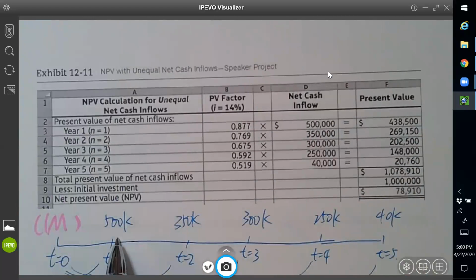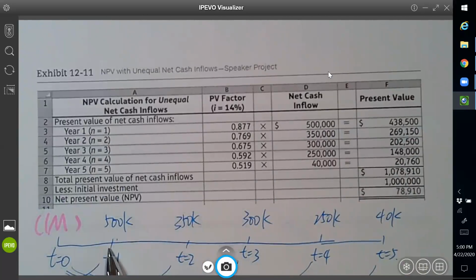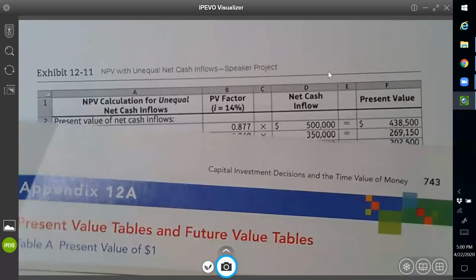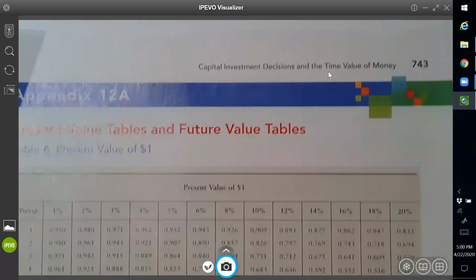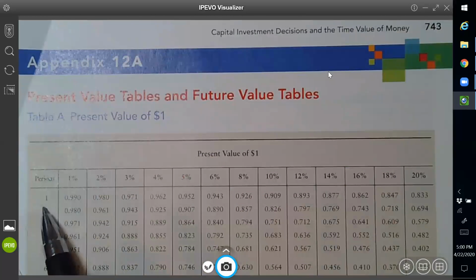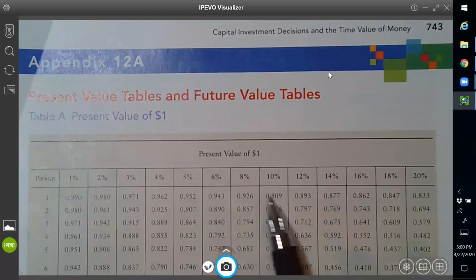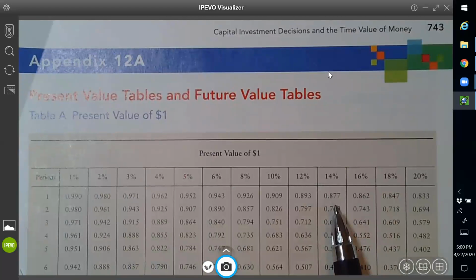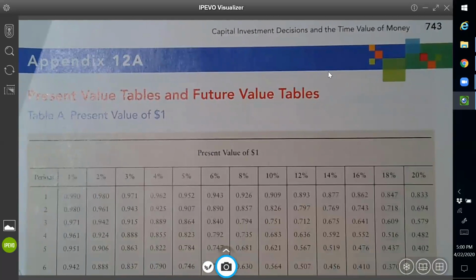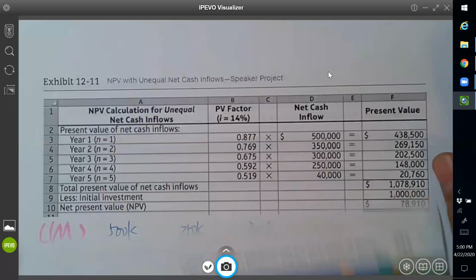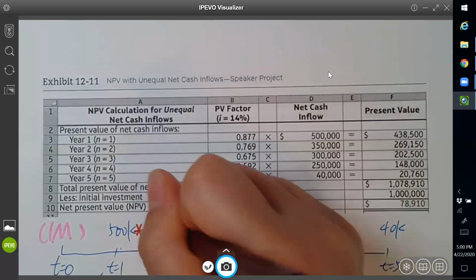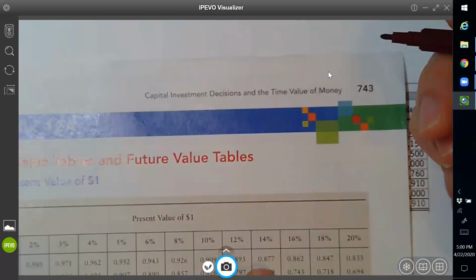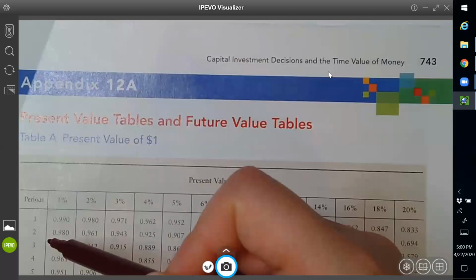So the first one, 500,000. This is important. Let's look at this together, right? 500,000, and then we use table A because it's one time. We said the rate is 14%. For the first year, the rate is 14% and the period is 1 year. So we have to use the cash flow times the discount factor, which is 0.877. So we use this 500,000 times 0.877.